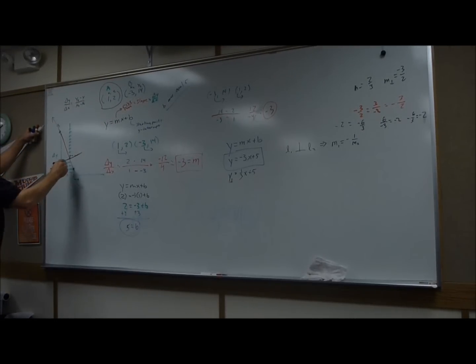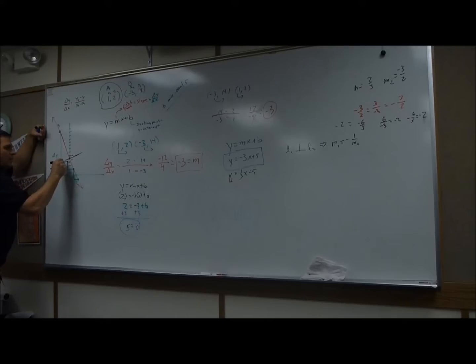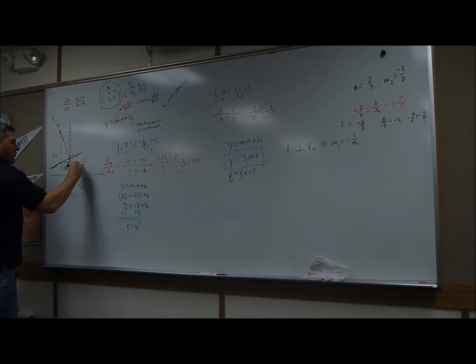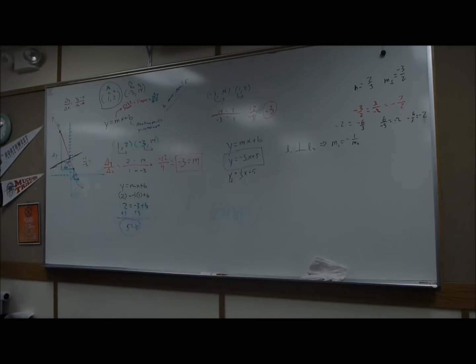Yeah. Because think of that. What if we go down 1, but left? So that means I went down 1, but I go left 3. Minus 3. So rise over run tells me it's minus 1 over minus 3. But what is that? That's still 1 over 3.